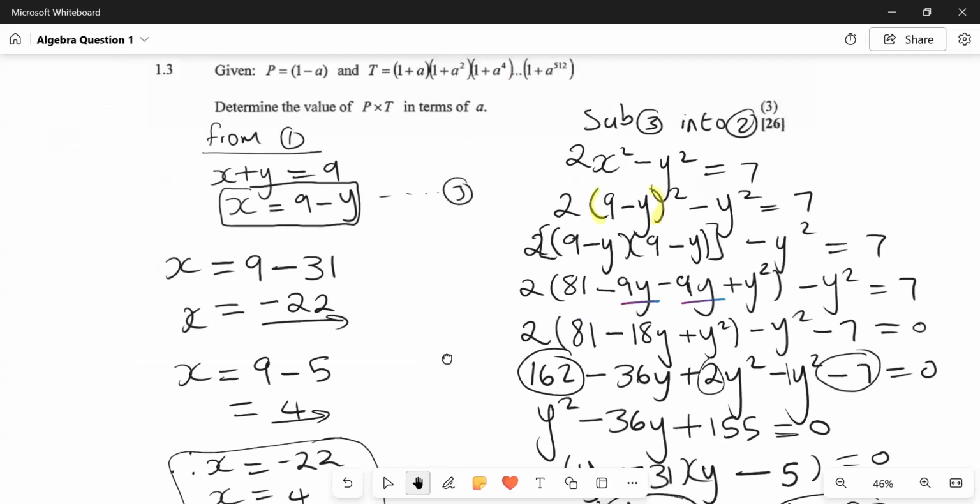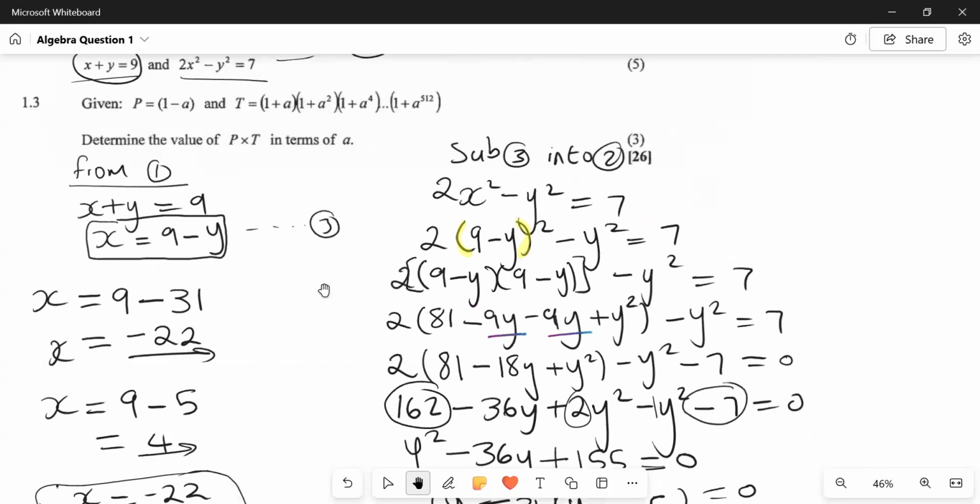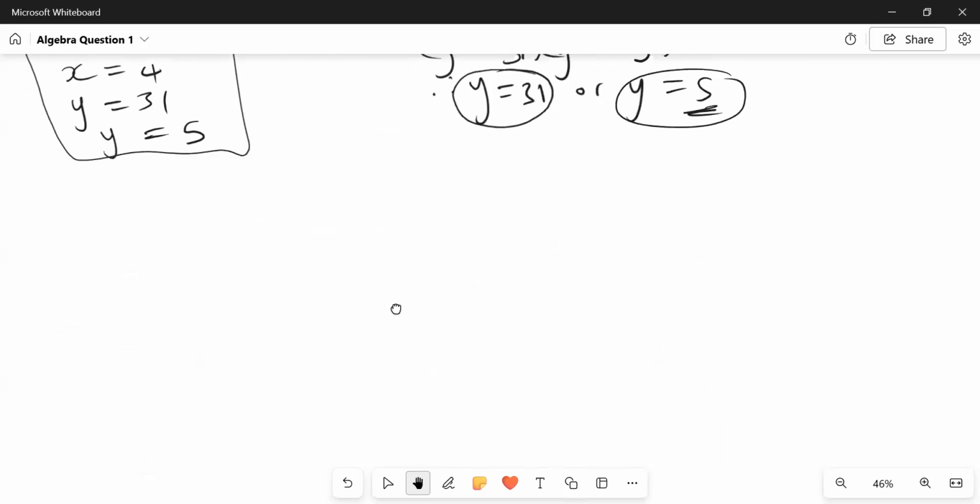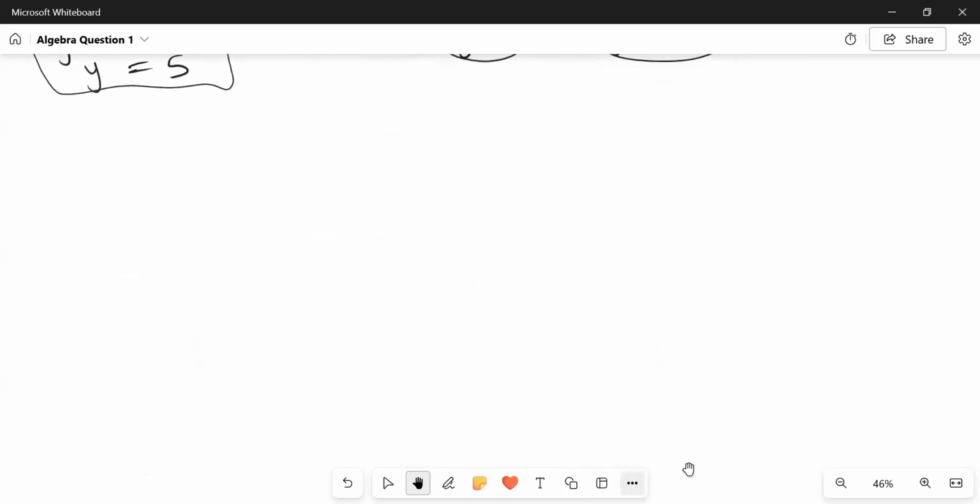Now let's move to the second part of our question. Now they're saying, given p equals 1 minus a and t equals 1 plus a multiplied by 1 plus a squared multiplied by 1 plus a to the power 4 continues to 1 plus a to the power 512. Determine the value of p times t. Okay, the value of p times t. So how do we go about answering that one?